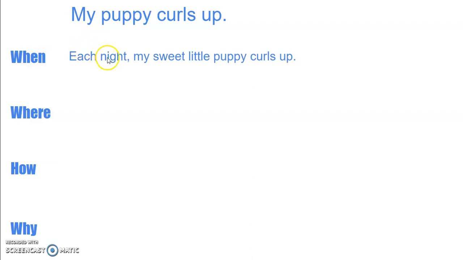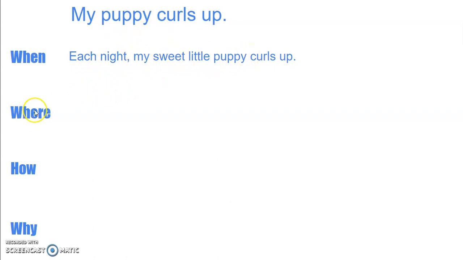I wrote, each night my sweet little puppy curls up. Guys, notice that I've included some adjectives here to describe my puppy. These descriptive words also stretch the sentence, expand the sentence to give more details about how the puppy is. The puppy is sweet and little. Usually puppies are sweet and little, right? So that's why I included that detail. You guys can include anything. Describe the puppy, okay? Each night my sweet little puppy curls up.